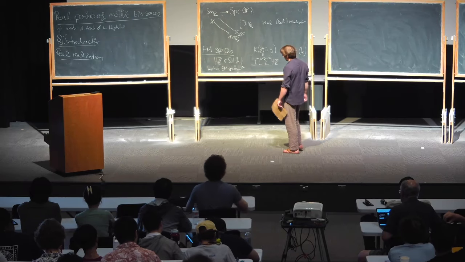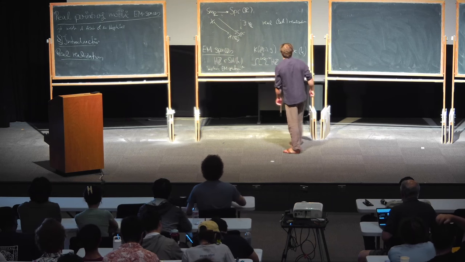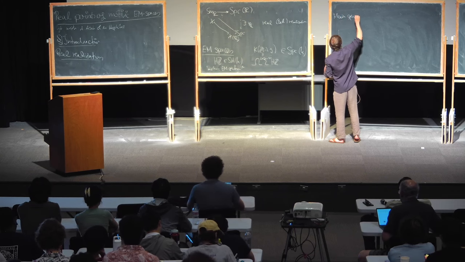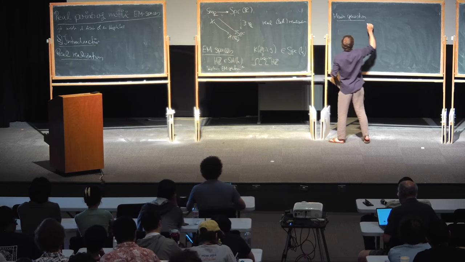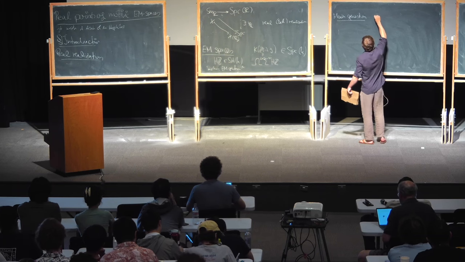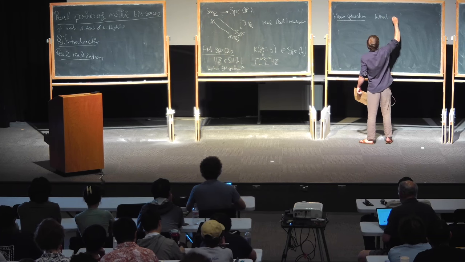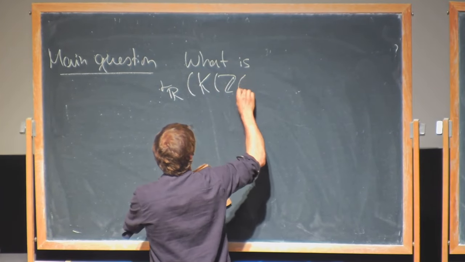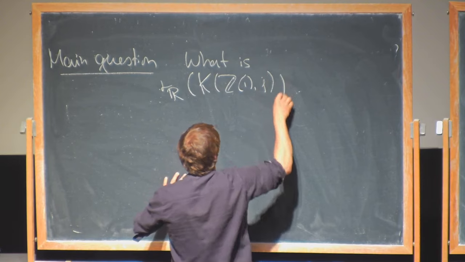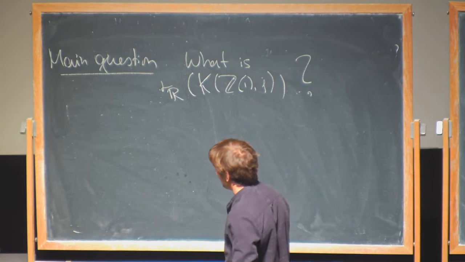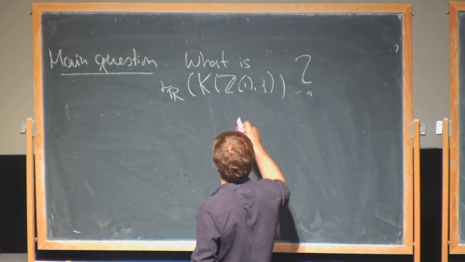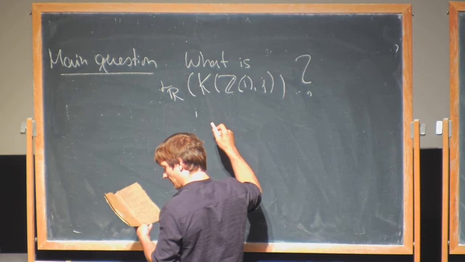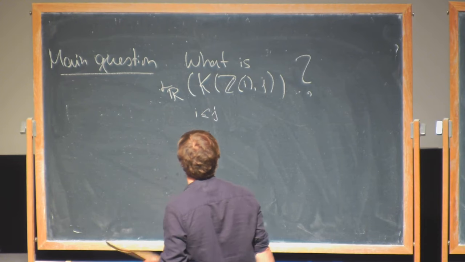And now we can very easily ask the main question, which is just, question, maybe task: what is the real realization of this thing? For some reason, which I'm not going to explain in detail, you probably want to assume for this that i is less than or equal to j.